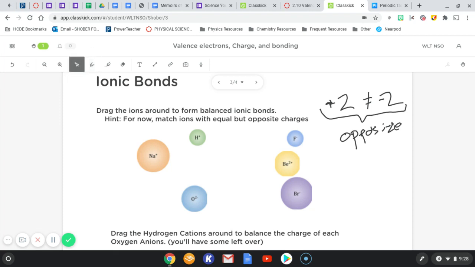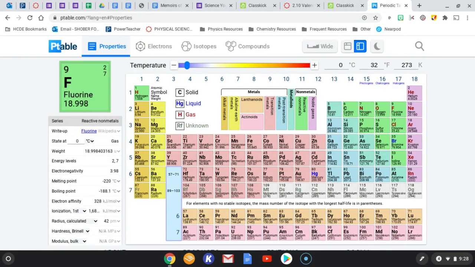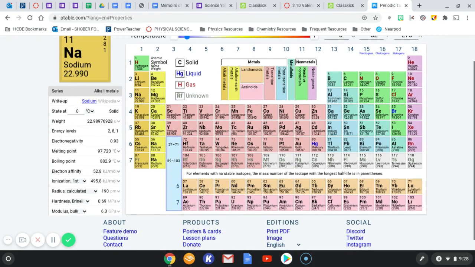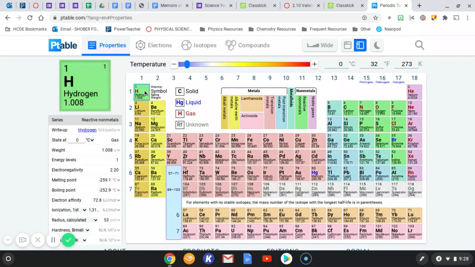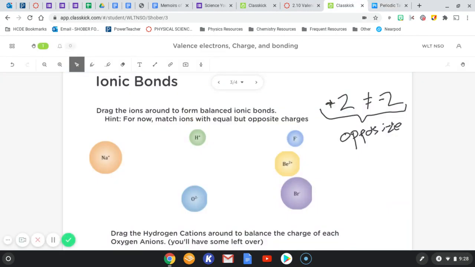So let's take one of my atoms here, like say maybe Na. So Na has a +1 charge. If I look at my periodic table, Na is right here. It is in my group 1 area right there. So group 1, they have a +1 charge. So it has a +1. So that means I need to find something that has a -1 charge.